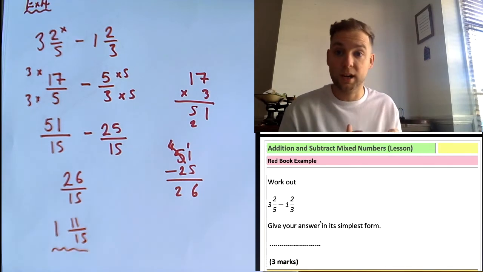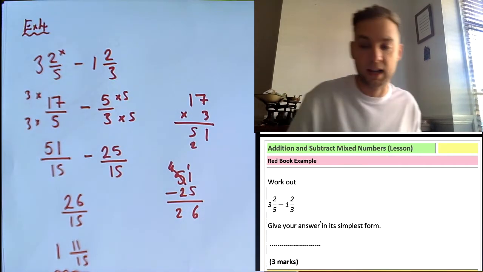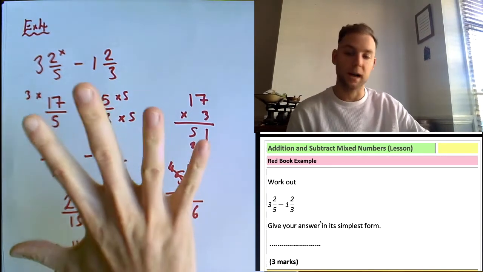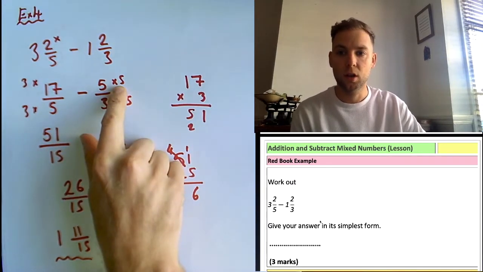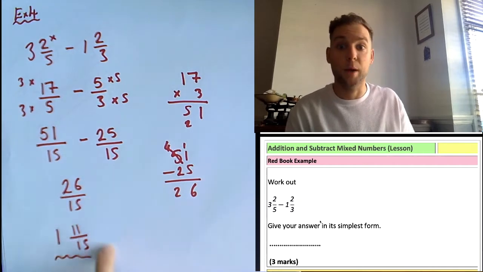Now that is tricky. I'll be honest, a lot of people really struggle with that. So make sure you take your time. Make sure you're thinking about the way that I'm doing this. We're converting it into top heavy first. We're then making the denominator the same. Then we're subtracting. Then we're writing as a mixed number.